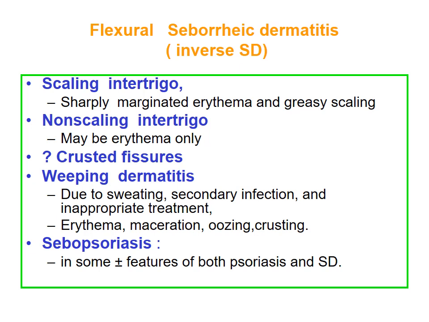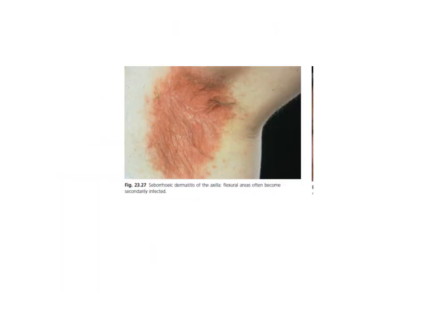Flexural seborrheic dermatitis, which is called inverse seborrheic dermatitis, affects the flexures: scaling intertrigo, sharply marginated erythema and greasy scales. Non-scaling intertrigo may be just erythema. There may be crusted fissures, weeping dermatitis with oozing and crustation, maceration, or sebopsoriasis, taking the picture of a mix of both psoriasis and seborrheic dermatitis. This is the typical picture of seborrheic dermatitis of the flexure in the axilla.